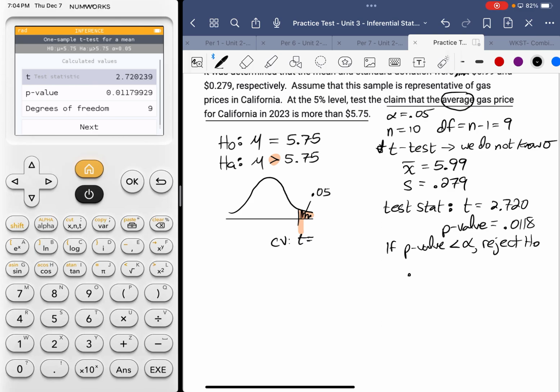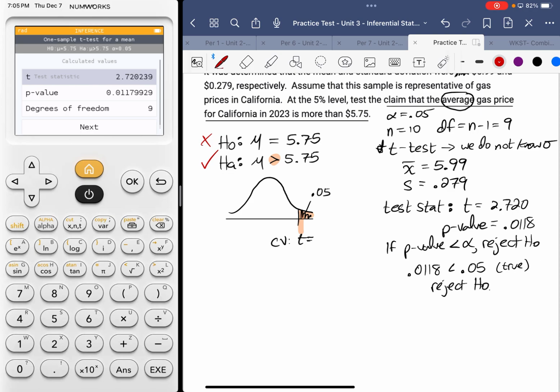So here I have a p-value of 0.0118. The alpha value is 0.05. That's true. So we're going to reject the null hypothesis. So the null is out. Alternative is in.